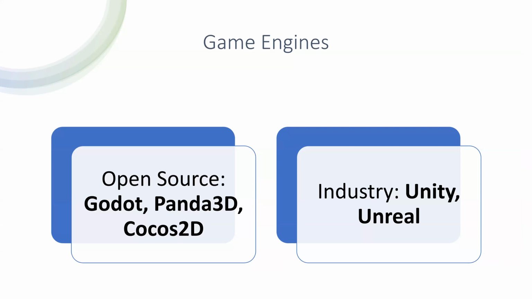All of these come together in a software that can convert all these separate assets into one cohesive game. So some of the open source game engines that you can use at the moment are Godot, Panda 3D, and Cocos 2D. Generally in the industry, we tend to use one of these two softwares, which are Unity and Unreal. Both Unity and Unreal are free with an asterisk with some conditions.